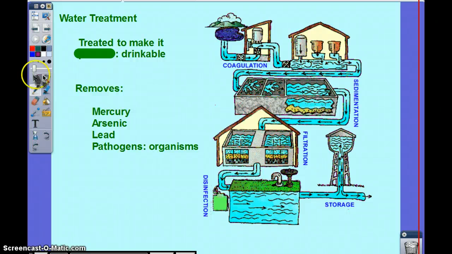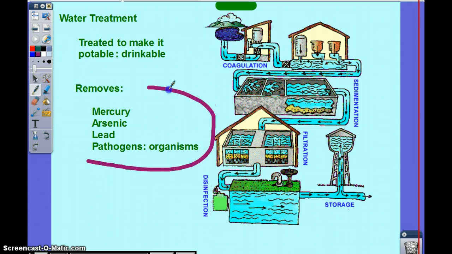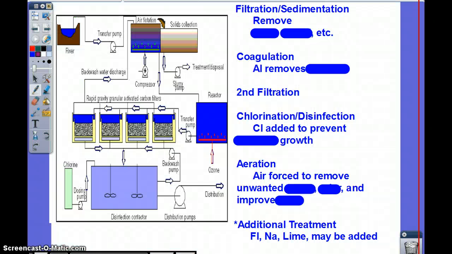We have to treat our water because if you want to drink it, which means potable, you have to remove a lot of things, and some of the more dangerous things we want to remove are mercury, arsenic, lead, and pathogens, which are like bacteria, or microorganisms that can cause damage to your health. So this is the process to make water drinkable or potable.